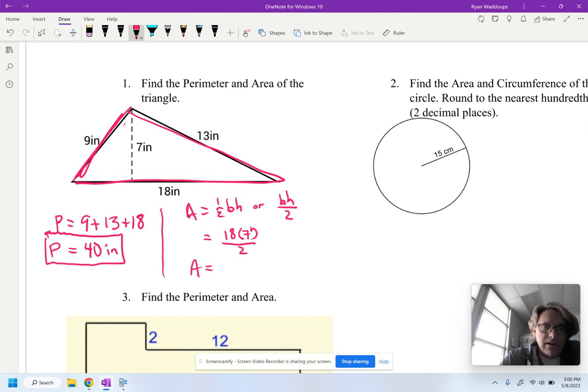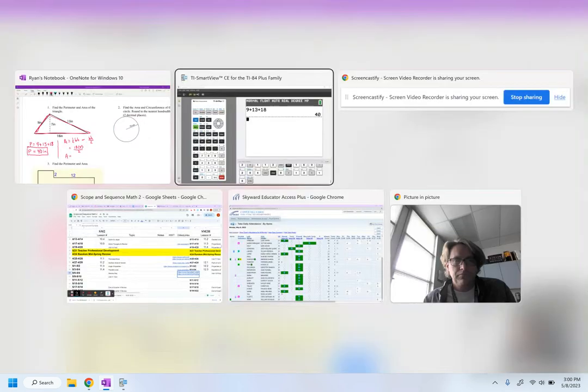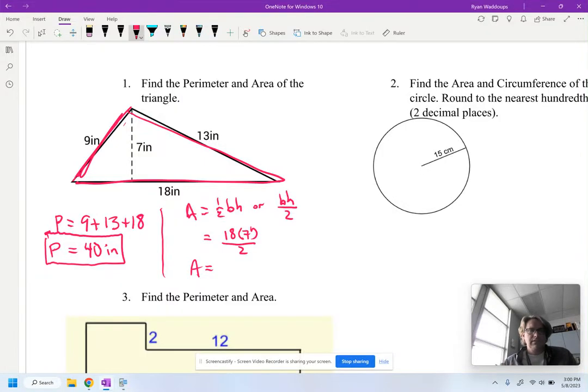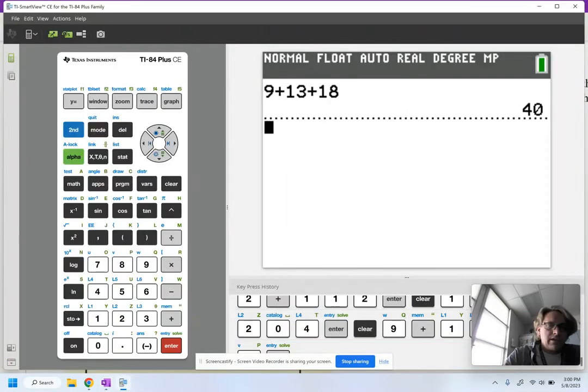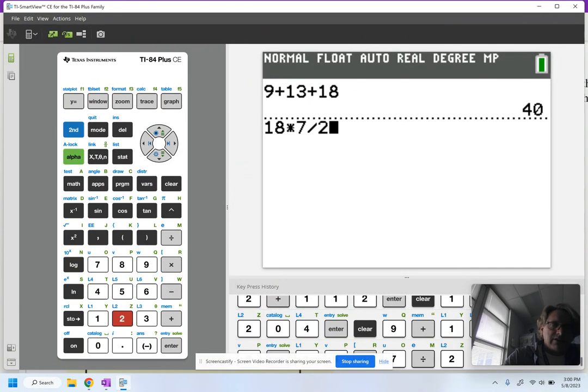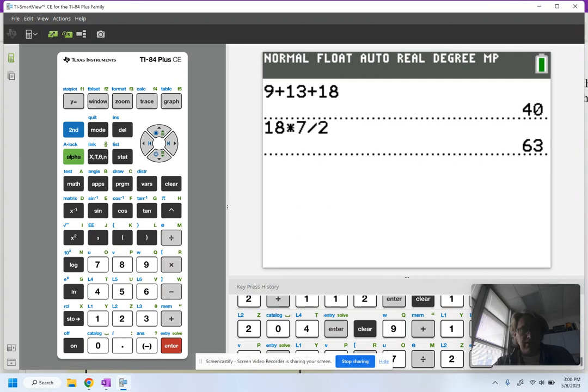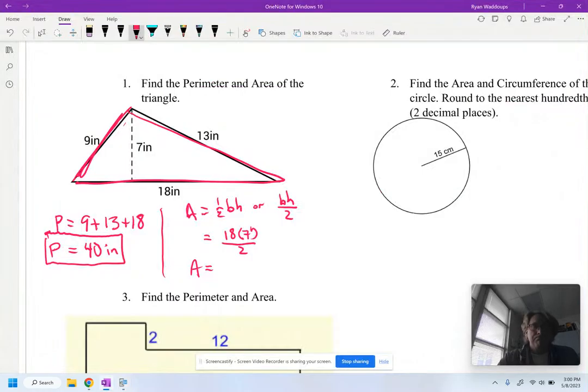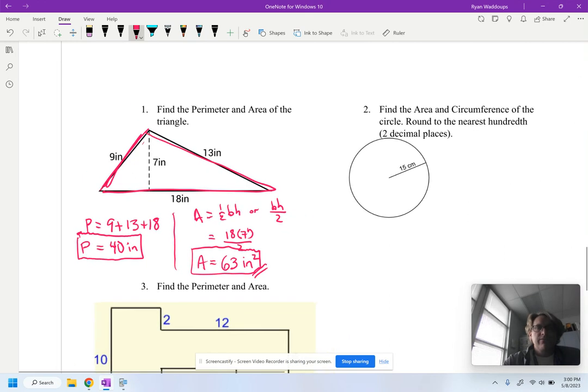And so our area, 18 times 7 divided by 2. And that gives us 63. So the area is 63, and that is in square inches. And so that's our area for the first one.